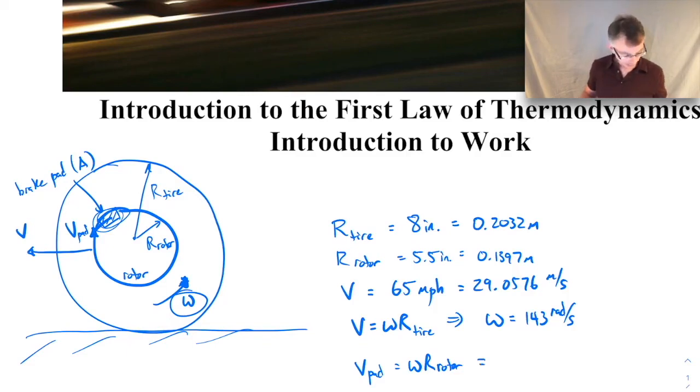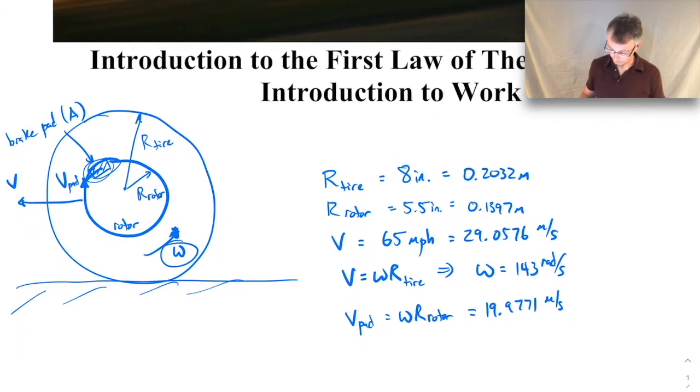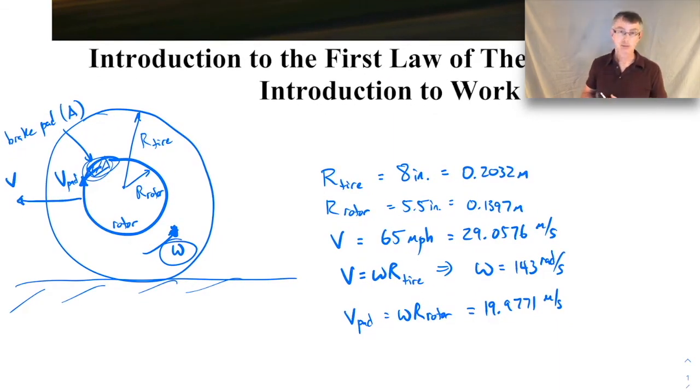If you do that calculation, it comes out to be 19.9771 meters per second. That's the speed of the rotor right at the brake pad as the wheel's turning at 65 miles per hour, or the wheel's turning causing the car to go at 65 miles per hour.